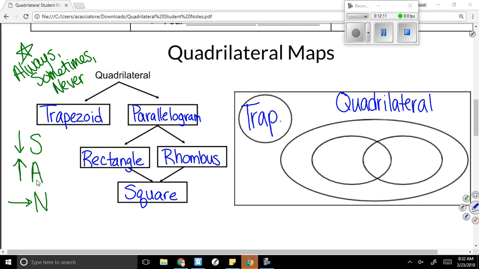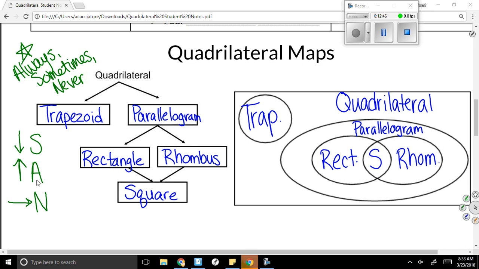So our trapezoid is the one that's not really related to anybody other than the quadrilateral. Now this really big, almost oval circle here is our parallelogram. And then we can break it down to rectangles and rhombuses. And then this little overlapping space is our square. So this is just another way that we can show how those quadrilaterals are connected.